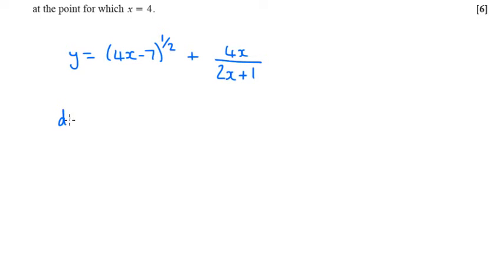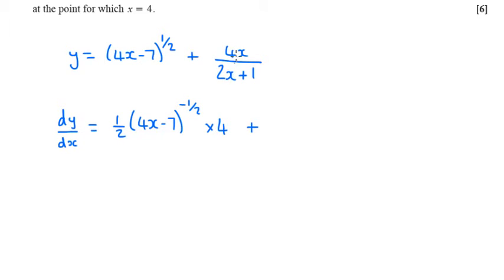So dy by dx. We're going to pretend this is an x, move the power to the front, take 1 off the power, and then times by the differential of the bracket. So we're going to times by 4. I'll tidy all this up afterwards.